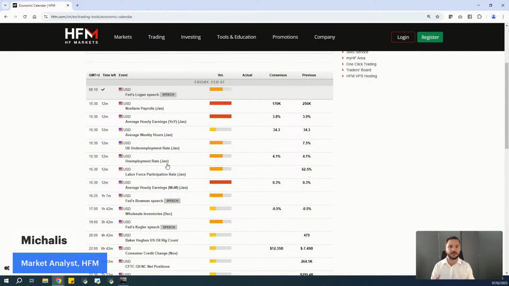Now, a lot of people are probably going to ask me, what is the non-farm payroll? The non-farm payroll is released every single month, and it's basically saying within the United States of America, from month to month, what kind of changes there has been in the amount of employed individuals. So for example, we can see here it is expected that the NFP figure will be 170.